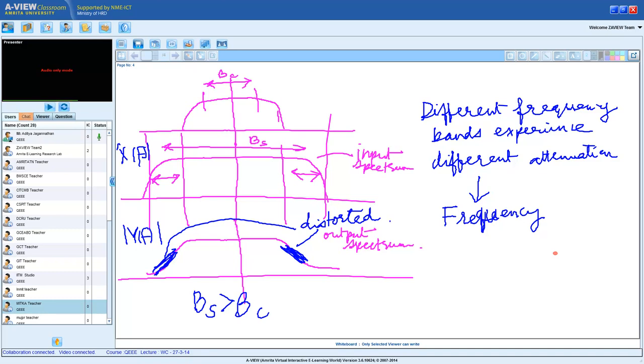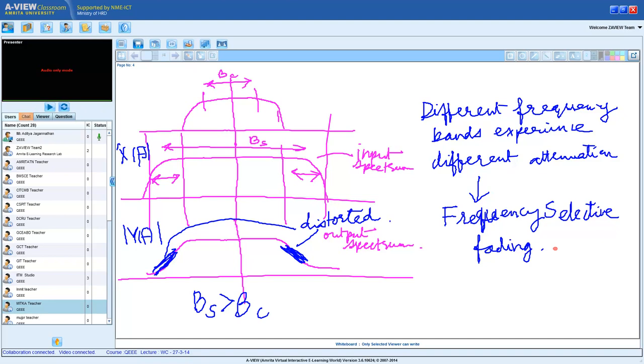This is also known as frequency selective fading. What is the meaning of frequency selective fading? When we have different frequency bands which are experiencing different attenuation, that is basically frequency selective fading.